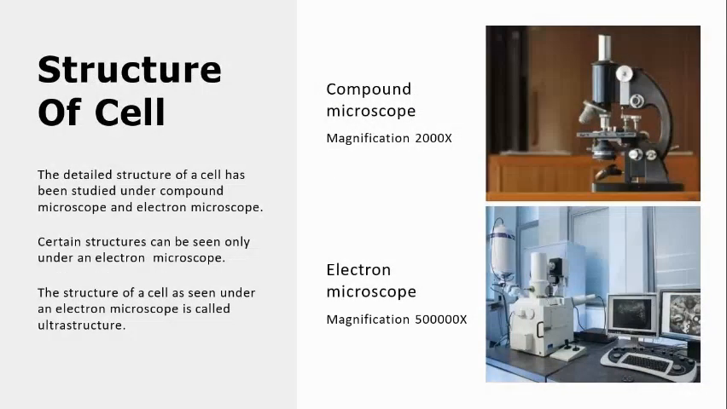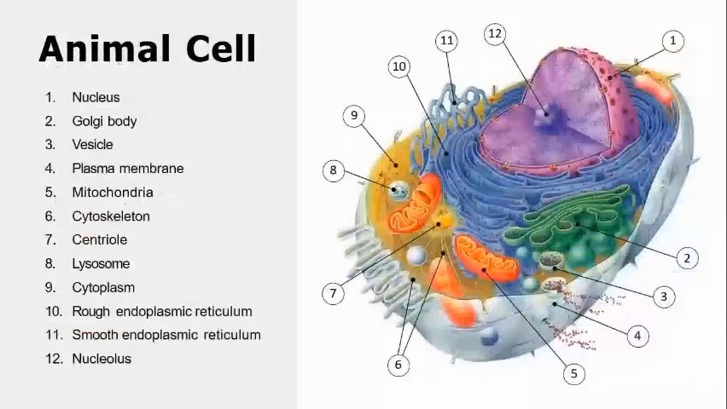The detailed structure of a cell has been studied under the compound microscope and the electron microscope. Certain structures can be seen only under an electron microscope, and the structure of a cell as seen under an electron microscope is called the ultrastructure. The compound microscope can magnify up to 2,000 times, while the electron microscope magnification is about 500,000 times.